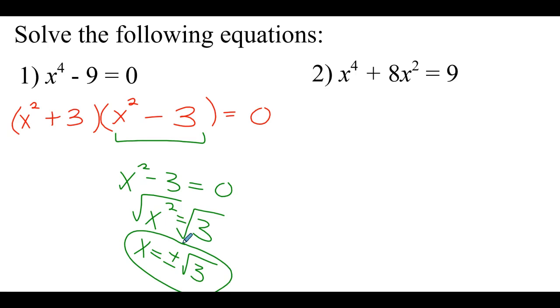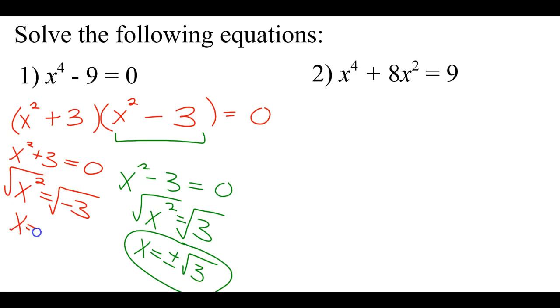Now on the other side, it's very similar. So we have x squared plus 3 equals 0. If there's a plus 3 on the left side, how do I get that over? We minus it. We square root both sides. Uh-oh. First of all, plus or minus. But we have a negative under the radical.